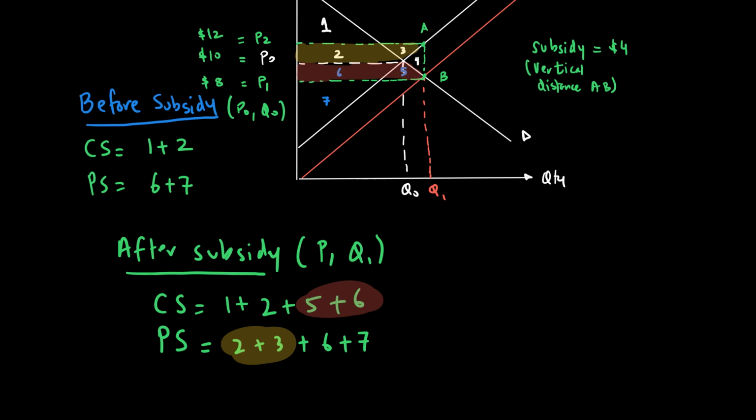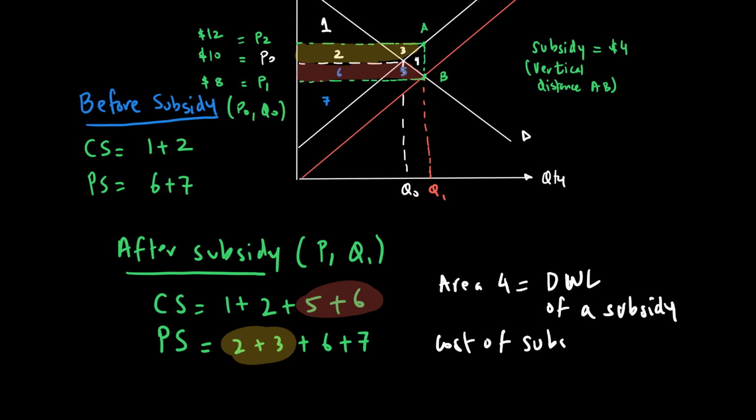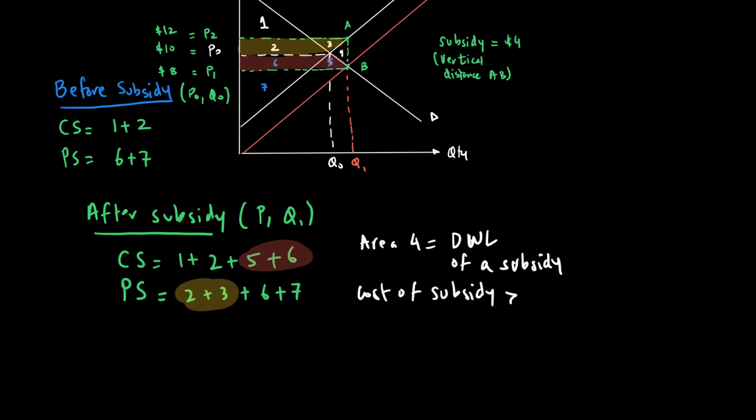What about area 4? Area 4 is the deadweight loss of a subsidy. And why is it a deadweight loss? The reason is simply because the cost of the subsidy is greater than the benefit of the subsidy.